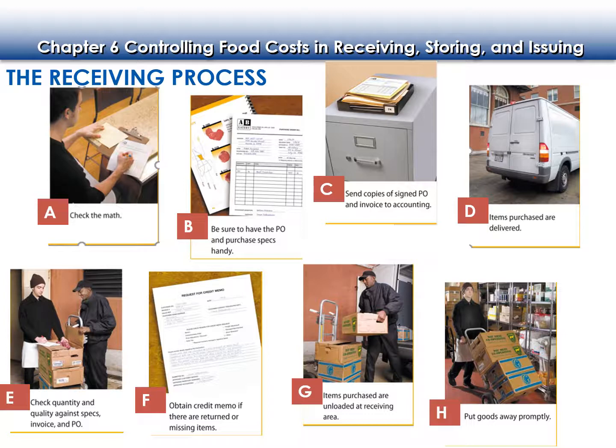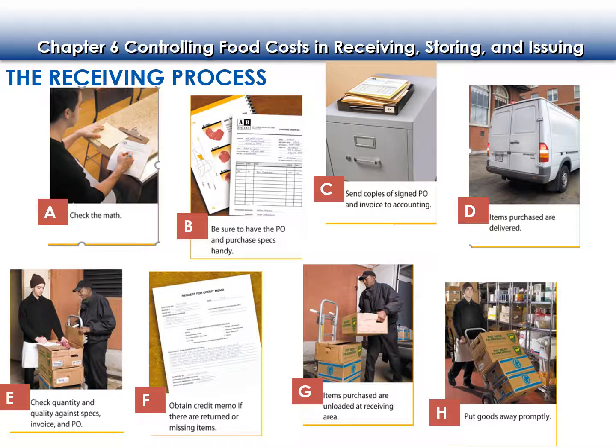Yeah, but you check it, right? You check quantities. After you check the quantities, you'll get your credit. Then you put it away. You don't put it away and have the driver there waiting for you to come get your credit. It's A. According to the book, it's A.